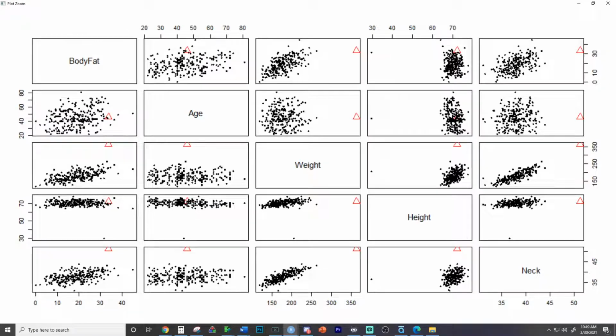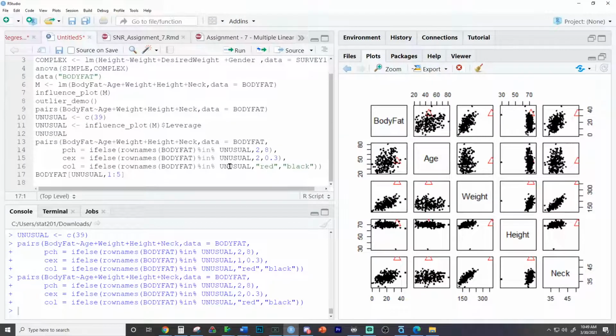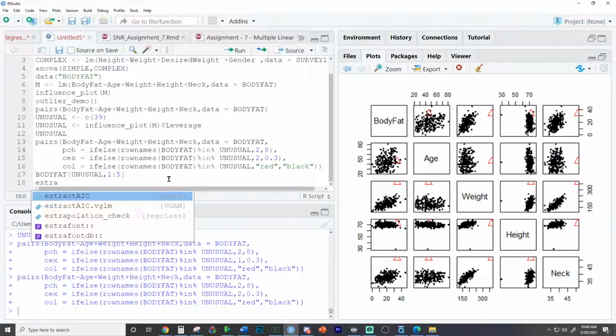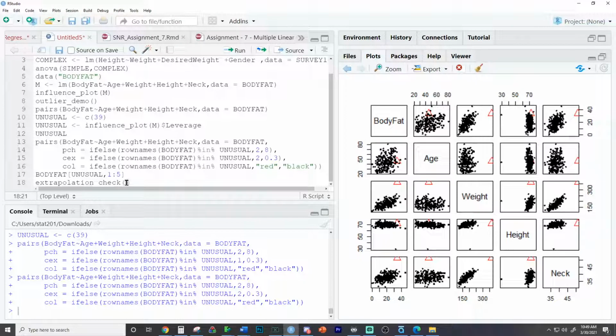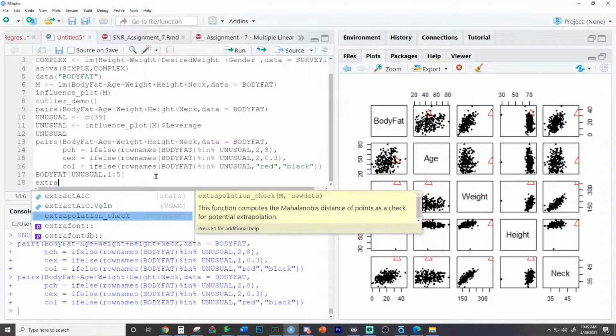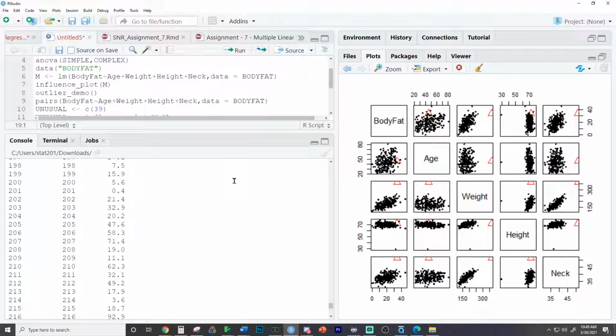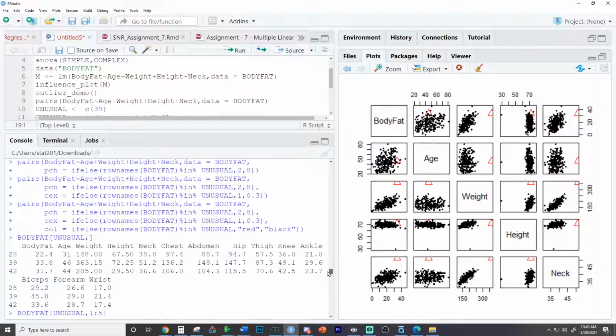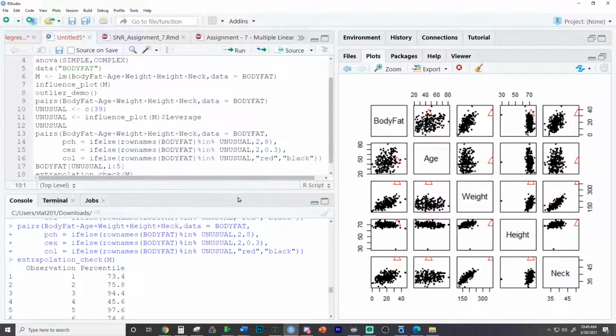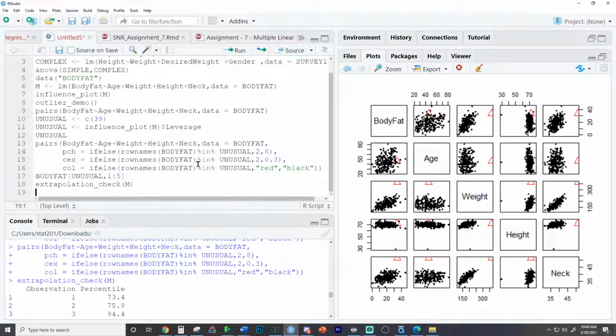So, extrapolation check. The extrapolation check is going to tell us if something is unusual. We've got the new data we're going to work with. Here's our model. This will run an extrapolation check on the data in the model. I think it's only taking the X variables within the model. So to run an extrapolation check and see if something is unusual, it needs to be an unusual combination of the X's. An extrapolation is not just on one X.